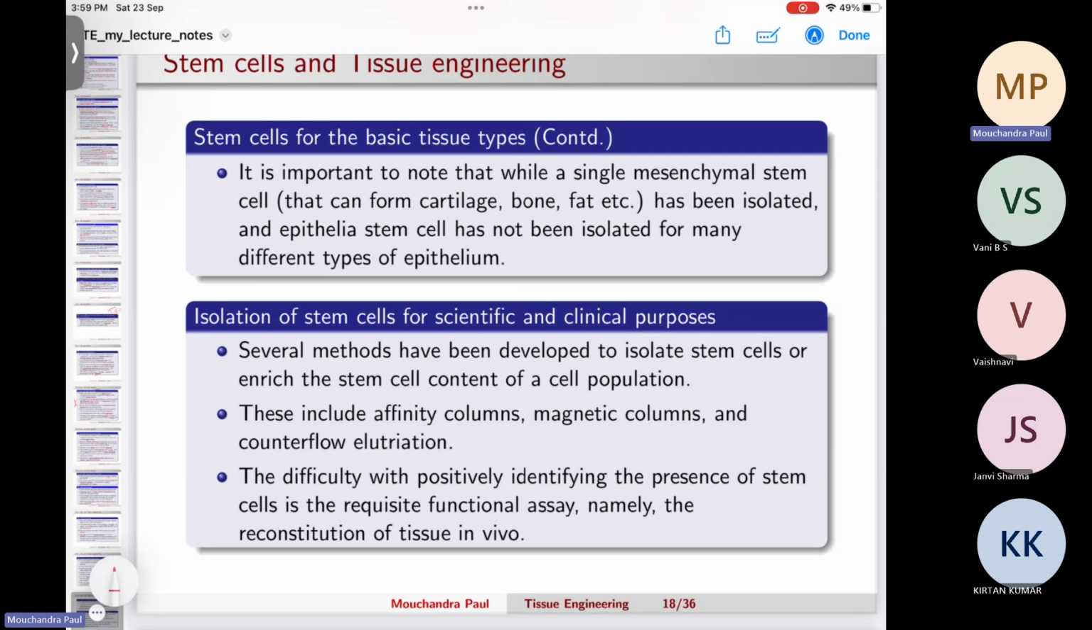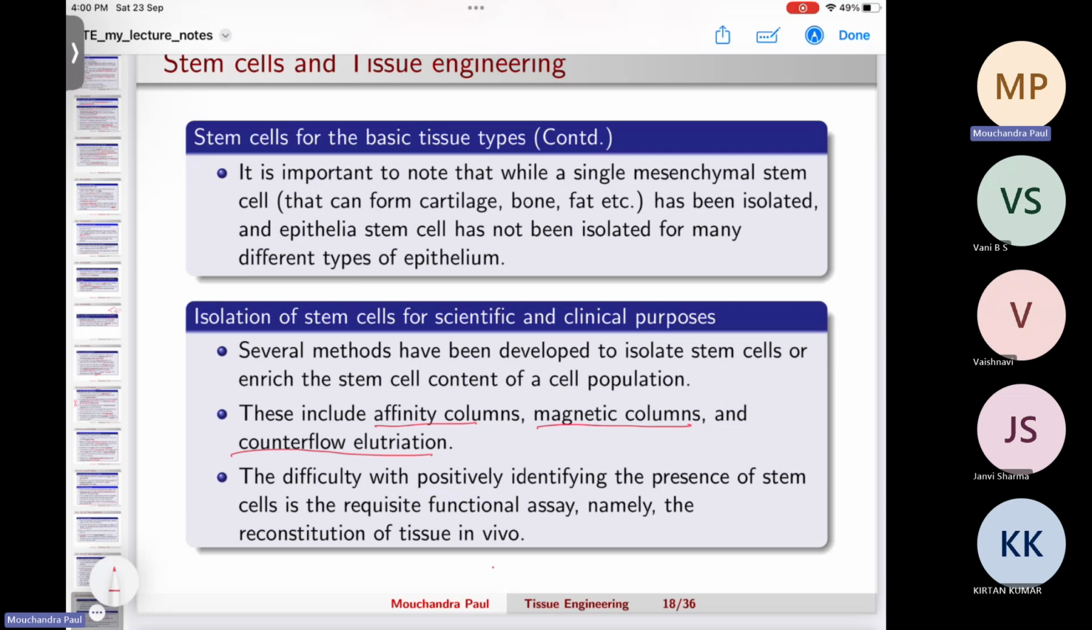Now another challenge that comes is isolating these cells. That is a very challenging thing to do, because like I said, in bone marrow, the fraction of stem cells present is one in 1 lakh cells, so you have to uniquely identify that one cell. In order to do that, people have used affinity columns or magnetic columns or counterflow elutriation.